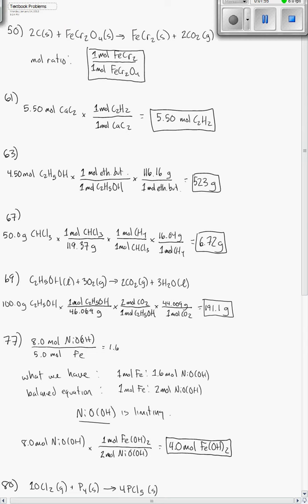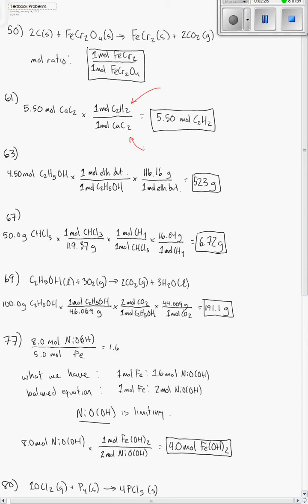Okay, number 61, you're basically building on 50 here. So instead of just coming up with a mole ratio, you're asked, if you have 5.50 moles of calcium carbide, how many moles of acetylene can you produce? The first step here is to balance the chemical equation. And if you look at the balanced chemical equation, you get the mole ratio of 1 mole of acetylene to 1 mole of calcium carbide. And again, you get those numbers from the coefficients in the balanced equation.